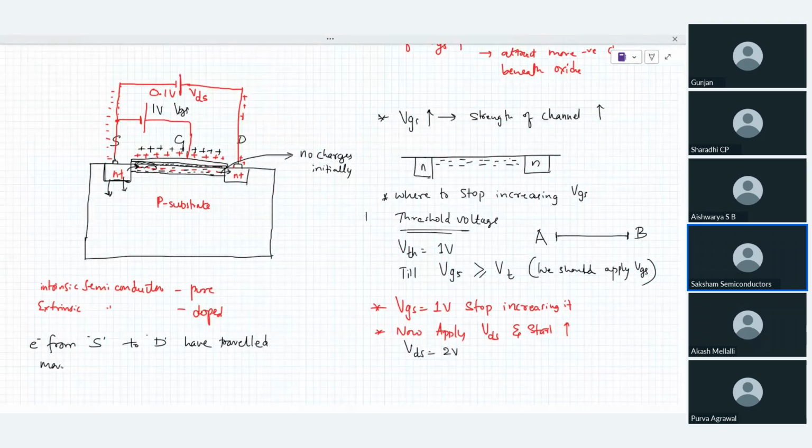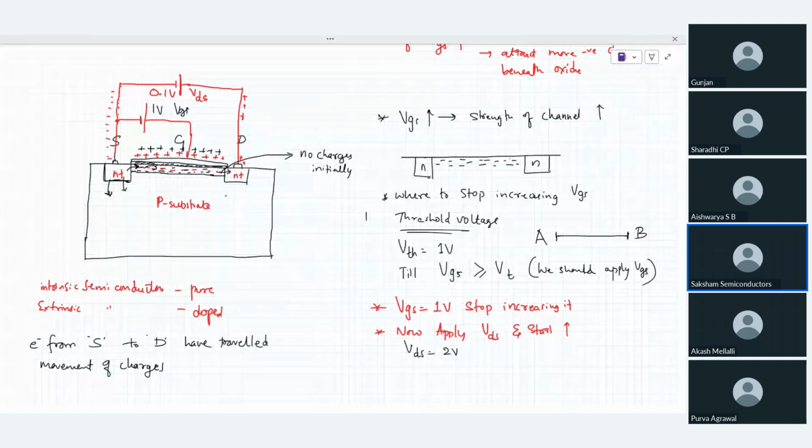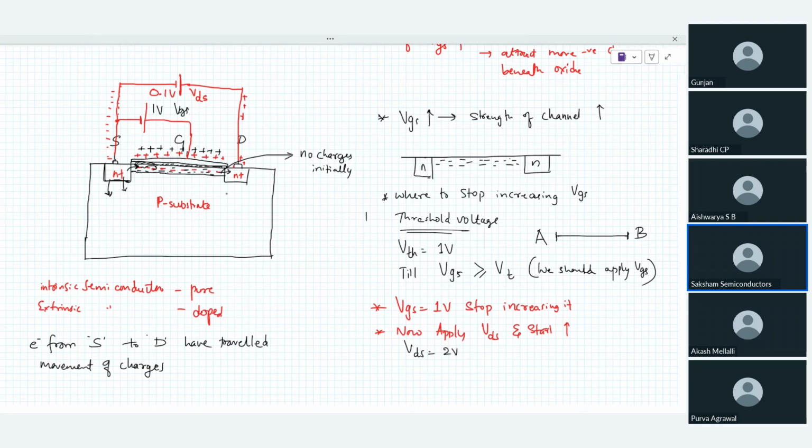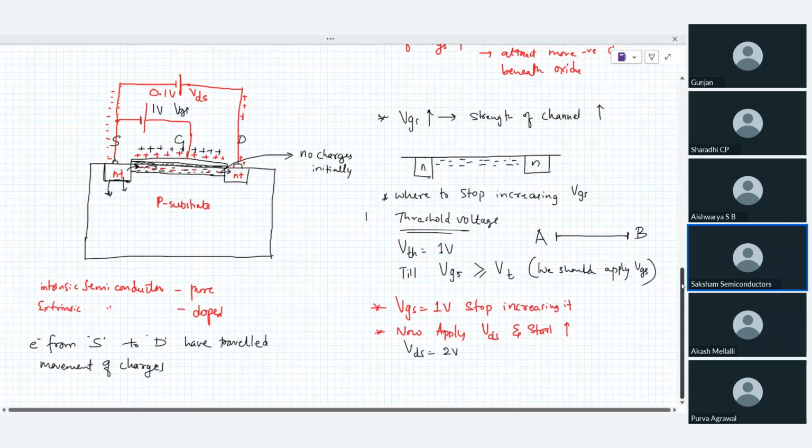So there is a movement of charges, and whenever a charge moves, I say that there is a flow of current, and this is how the current starts to flow. That means the major voltage which ensures the flow of current is first VGS, because without that bridge or without the channel there is no flow of current, and then it is VDS. Now, the equation is very simple. You increase your VDS, that means your entire current starts to increase.